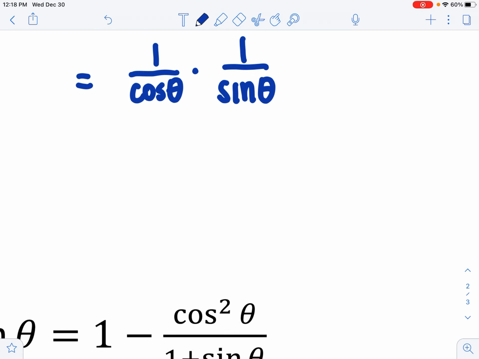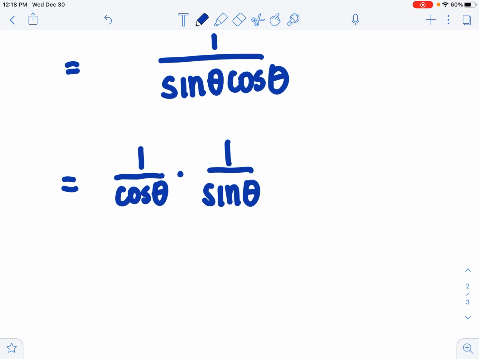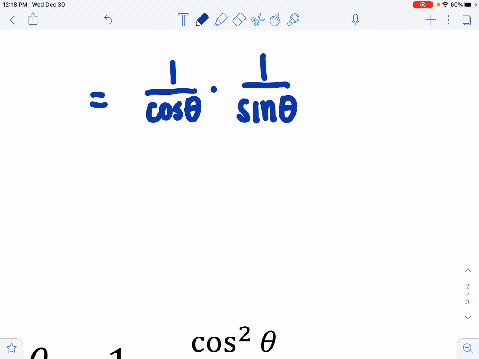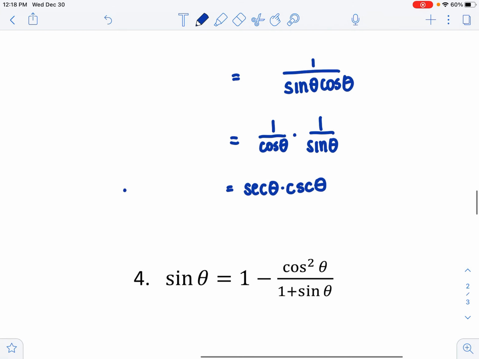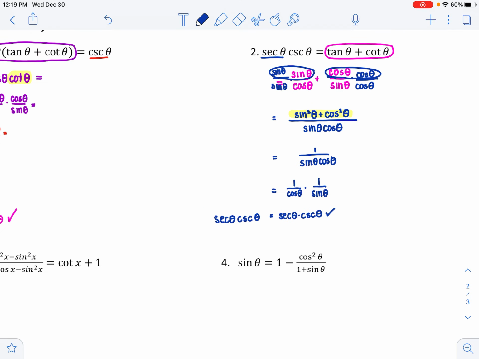So if you're questioning whether you can do a step, see if you can go back to the original. If you can't, then you can't. If you can, then you can. All right, and then I know this is secant of theta times cosecant of theta. And that's what I was trying to get. Secant of theta times cosecant of theta. Check.